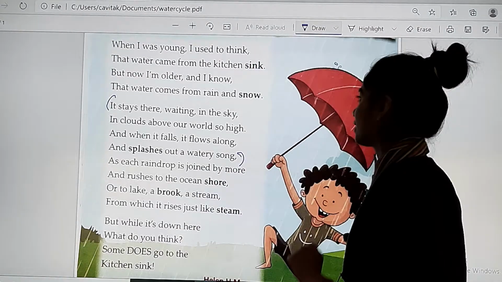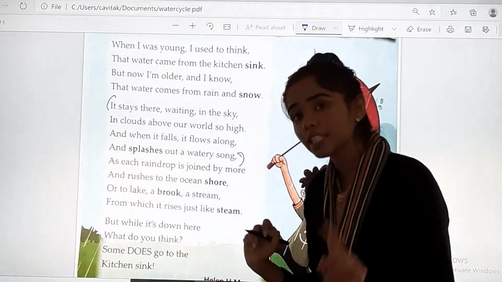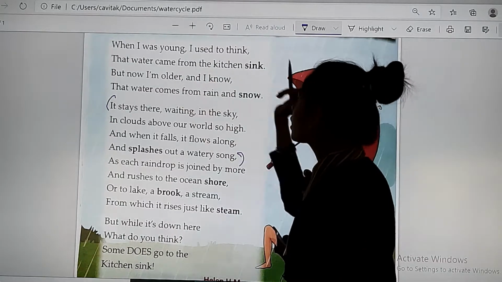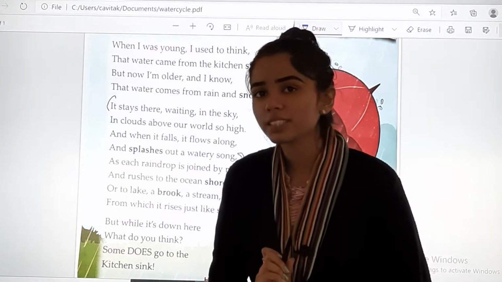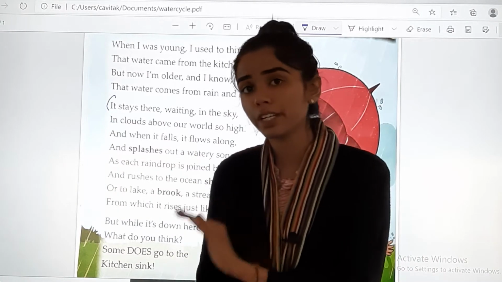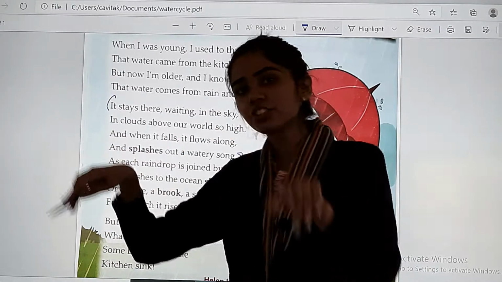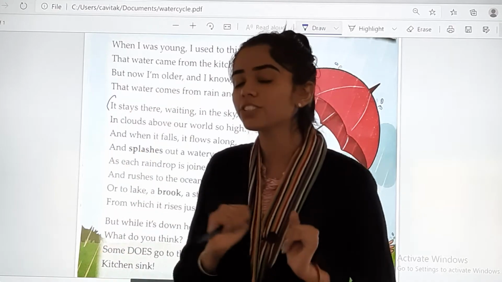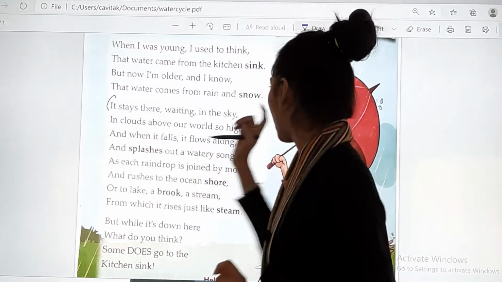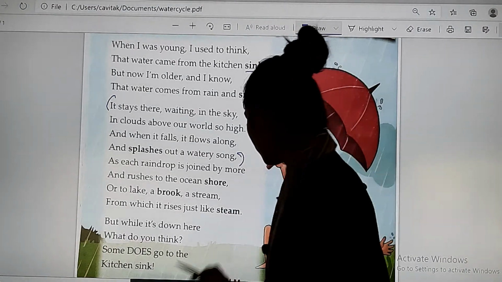Okay, now let's start. When I was young, I used to think that water came from the kitchen sink. So what is he saying? That जब वो छोटा था, when he was young, उसे ऐसा लगता था कि वाटर डायरेक्टली किचन की सिंक में आ जाता था. ओके उसे पता ही नहीं था कि वाटर तो रेन के थ्रू आता है ना. नाउ द फर्स्ट मीनिंग इज सिंक. सो व्हाट इज द मीनिंग ऑफ इट?